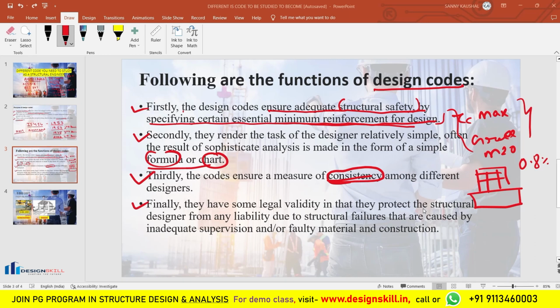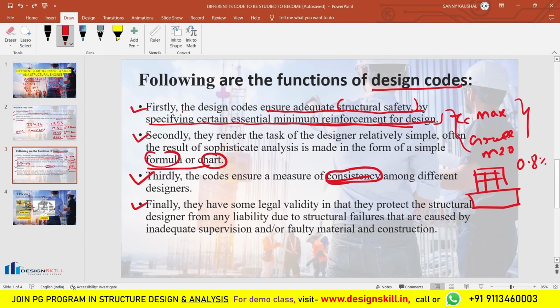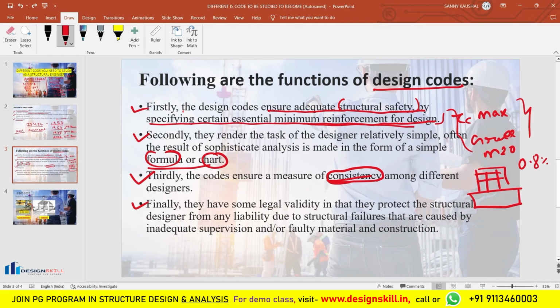But one very important thing: the design which you have given should have followed all the principles given in the design codes. If you have followed all the principal guidelines in the design codes, then only you will be protected. So the design code gives you legal validity. Now we have clearly understood the function and the purpose of the design codes.